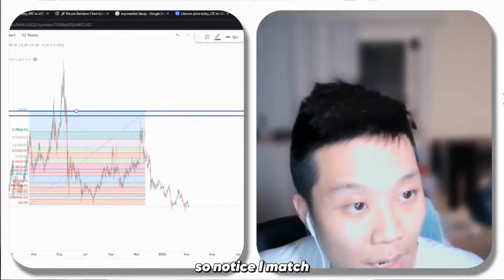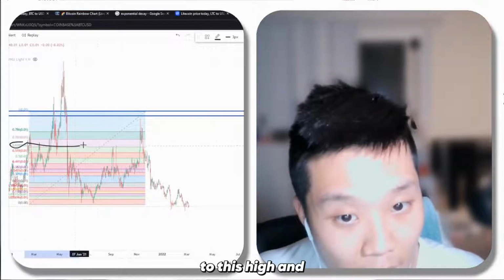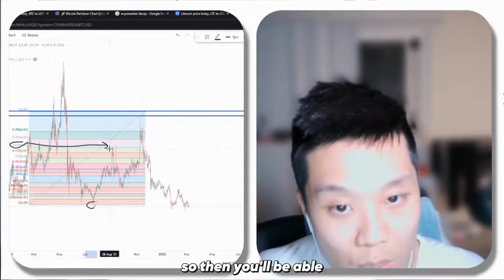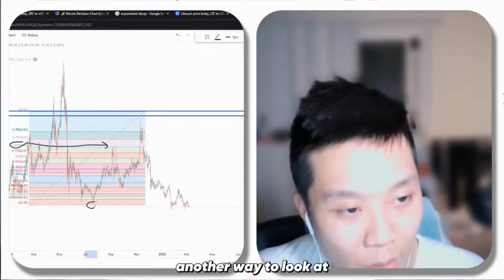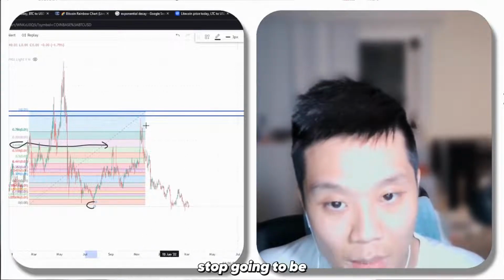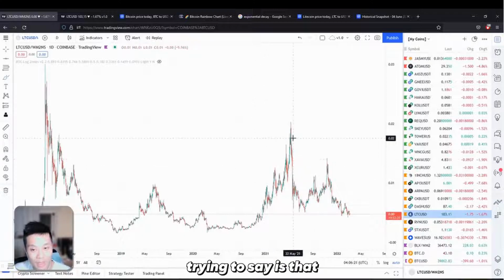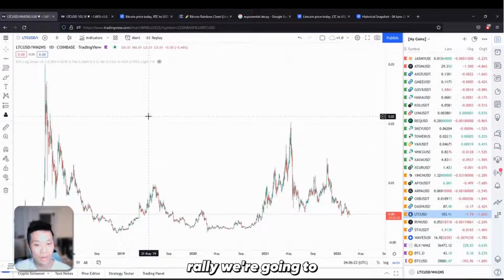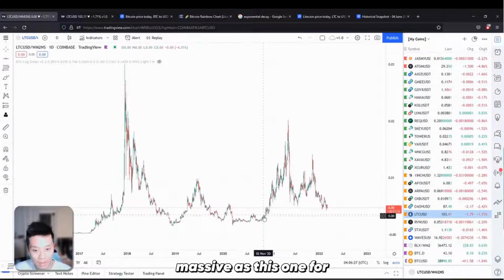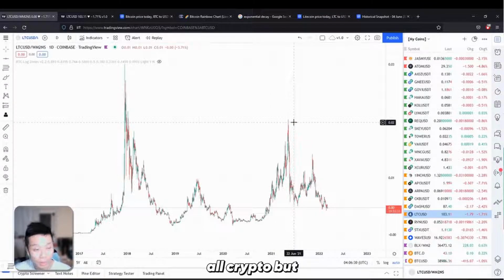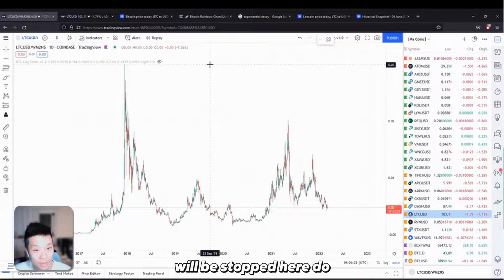So notice I matched this 0.618 to this high, and I matched this low to this low. So then you'll be able to predict the next part. Another way to look at it is, where is the next stop going to be in the future? Essentially, what I'm trying to say is that we're going to have another rally as massive as this one for all of crypto, but the entirety of crypto will be stopped here. Do you get what I'm trying to get at?